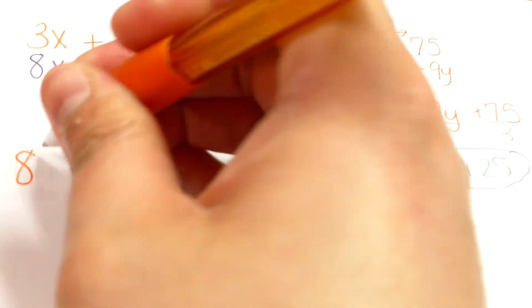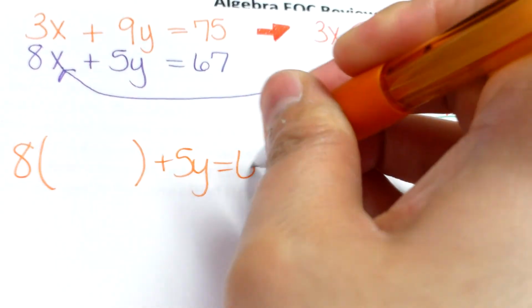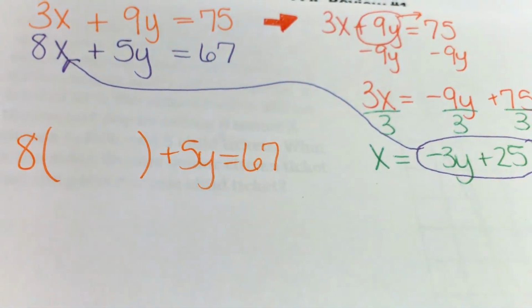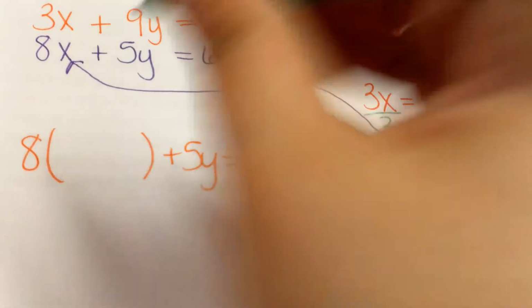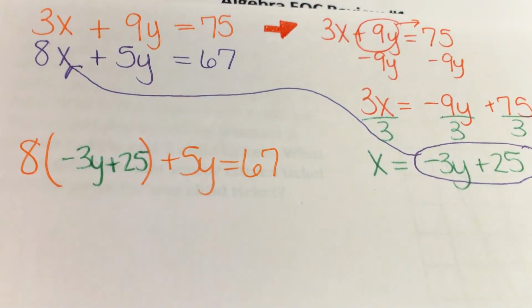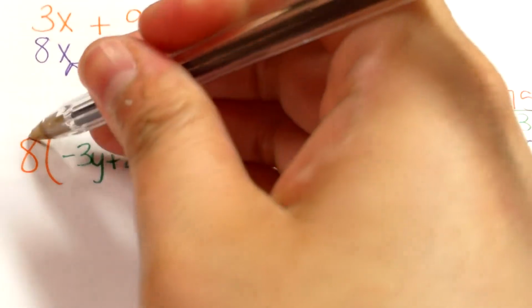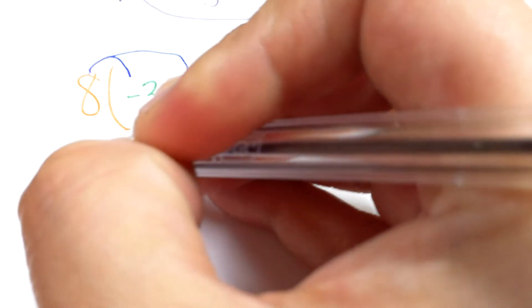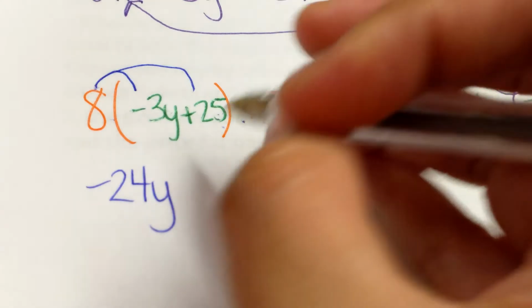So I now have 8 parentheses, which is what we're going to plug in, plus 5y equals 67. This is your x, which is what we just found here. That's what's going to be substituted in for the x: negative 3y plus 25. Then we do the distributive property and we solve for y. Distributive property here, that's negative 24y. 8 times 25 is 200.